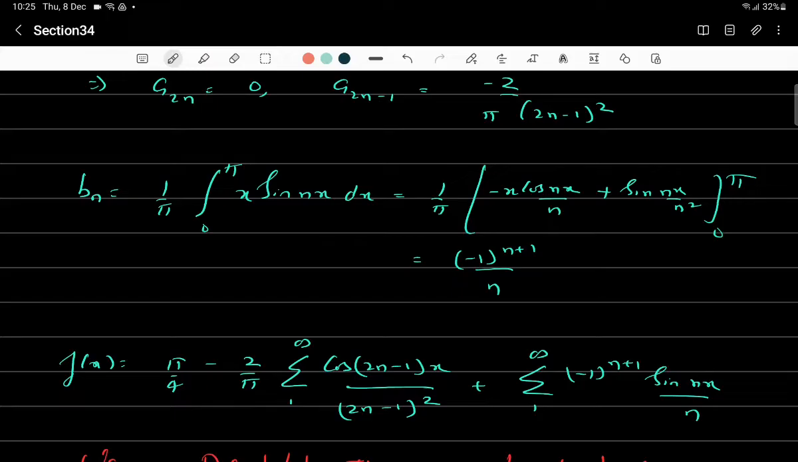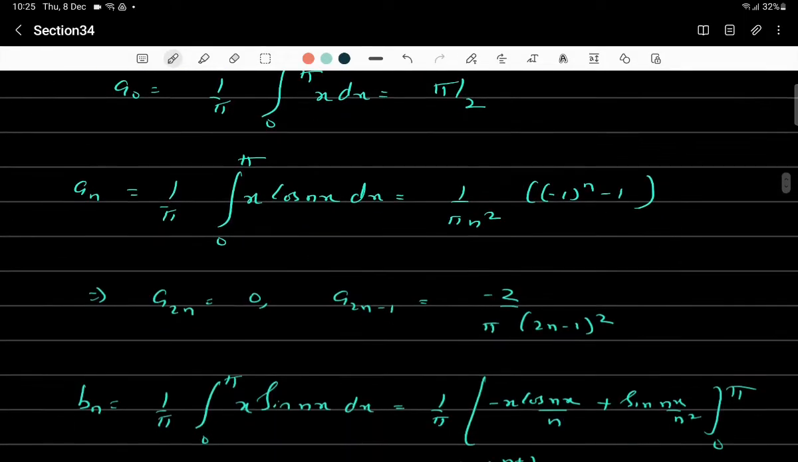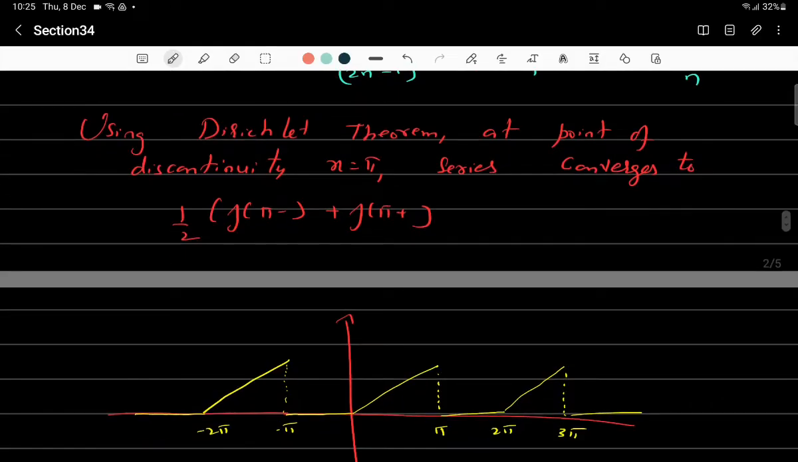Yes, now I need to identify the point of the discontinuity. So of course, if you draw the function, this is how the function is defined. So if you draw it, then this is how it looks like. So clearly at x is equal to pi and x is equal to minus pi, they are the points of the discontinuity. So at the point of the discontinuity, I can use the Dirichlet condition. These are the jump discontinuities. It is clearly visible. So let's assume x is equal to pi. So I say that using Dirichlet theorem, at the point of discontinuity x is equal to pi, the series converges to half f of pi minus plus f of pi plus.